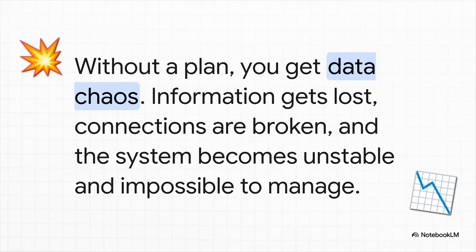You can imagine it like a library where all the books are just thrown into random piles on the floor. Yeah, you might find the book you're looking for eventually, but it's going to be slow, painful, and super inefficient. In the digital world, that chaos means lost information, broken links, and a system that's just impossible to manage. It's the digital equivalent of that skyscraper collapsing on itself.